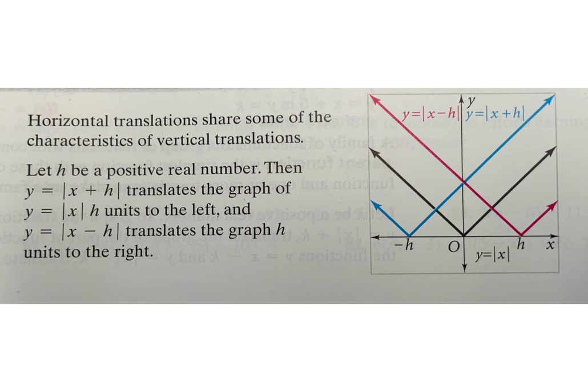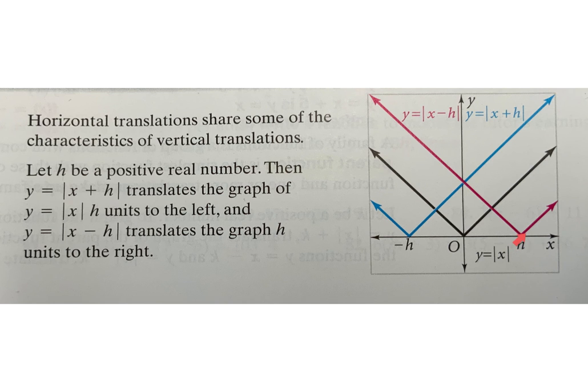So what you'll notice here, my parent function is this black function here. It's right on the origin. It has the perfect one slope, okay? The red, y equals x minus h, x minus h. It moved it right h units, even though it's minus, okay?